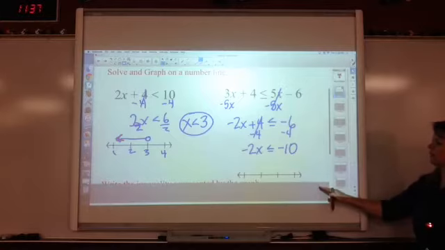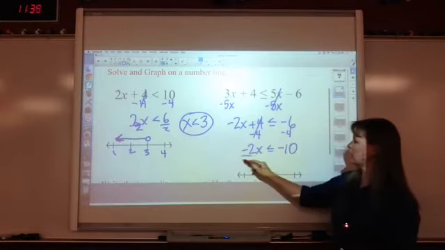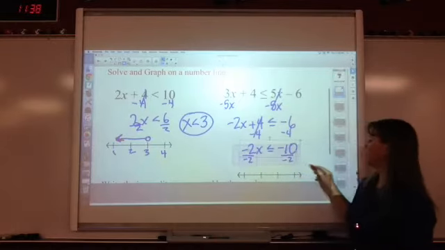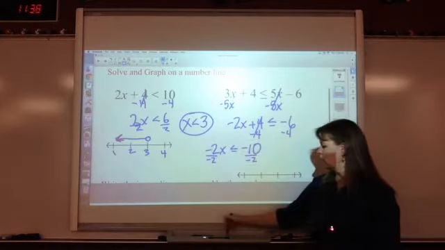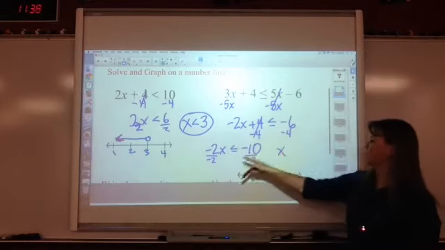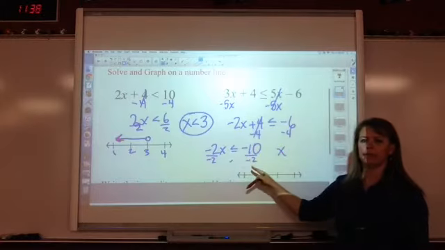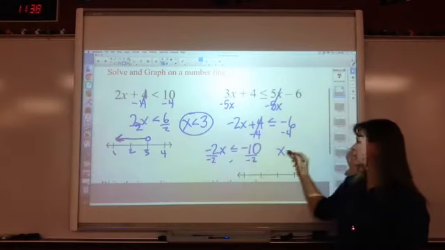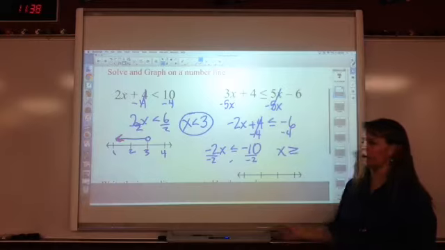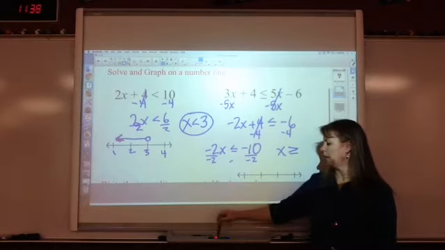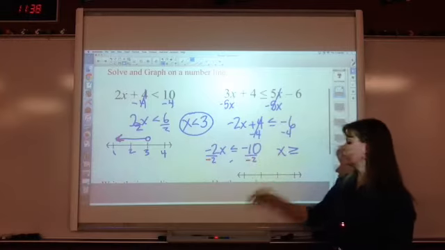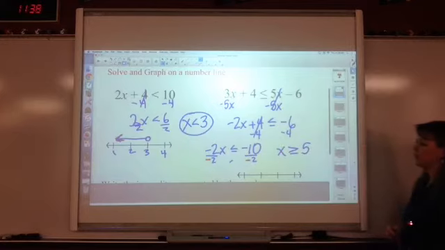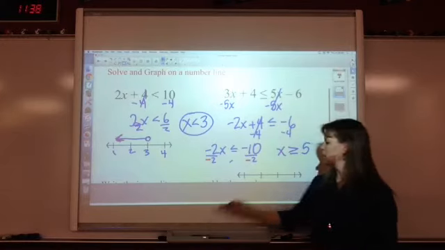Last step is division. I'm going to divide by negative 2, divide by negative 2, and a reminder, if you've forgotten this in the last few months, when you multiply or divide by a negative number, how many of you remember? You have to flip that sign. Instead of less than or equal to, it now becomes greater than or equal to. Anytime you multiply or divide by a negative number on both sides, you flip the sign. Negative 10 divided by negative 2 is 5. So now you have x is greater than or equal to 5.